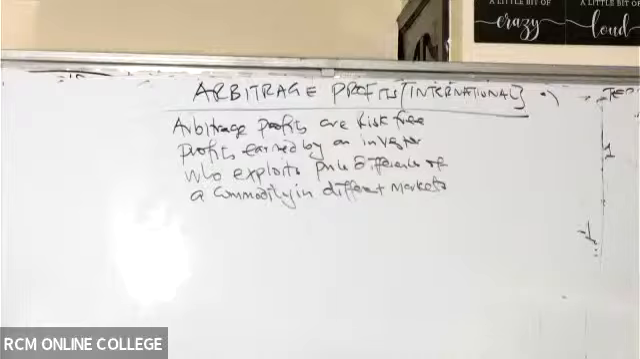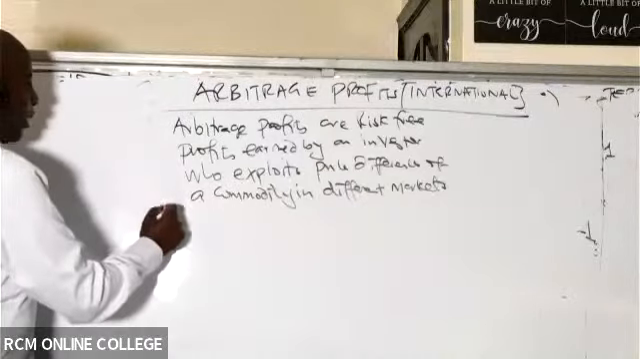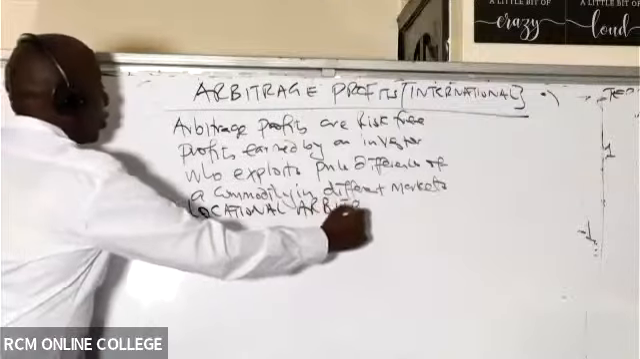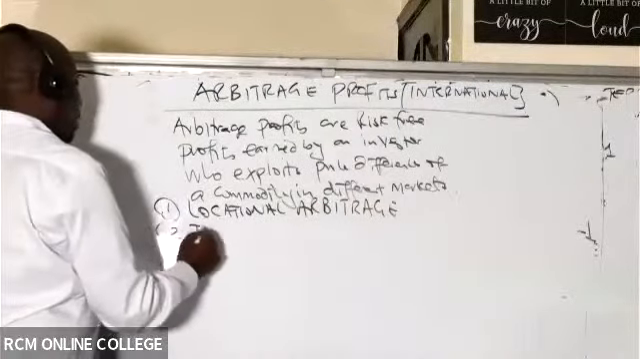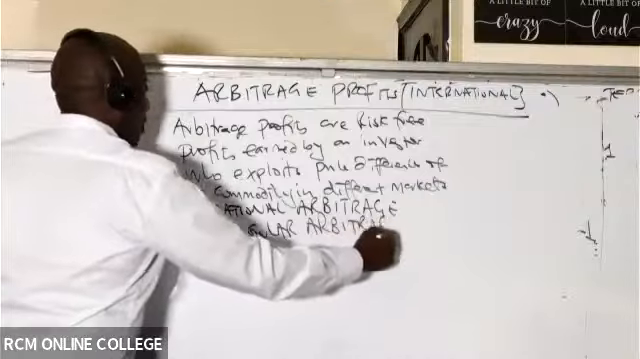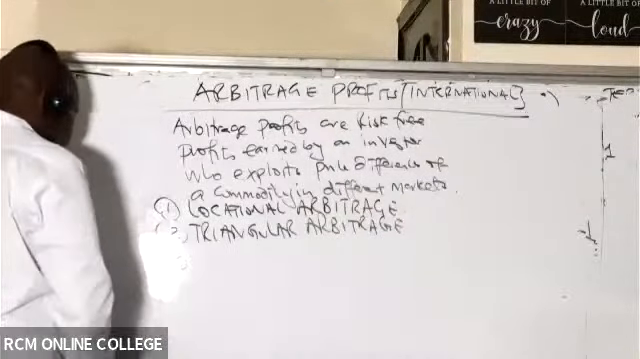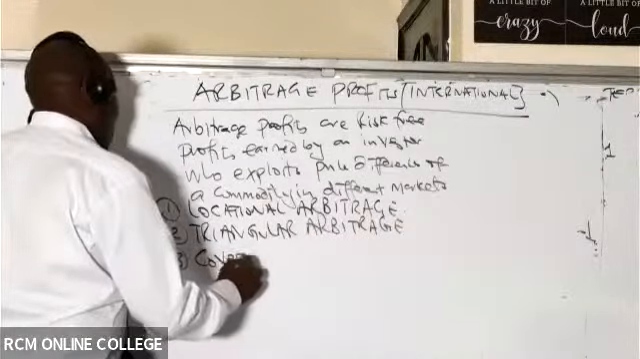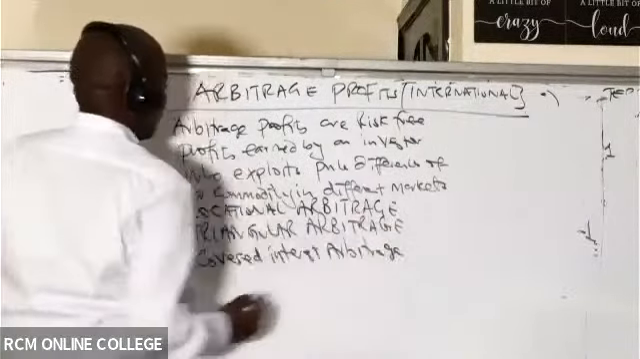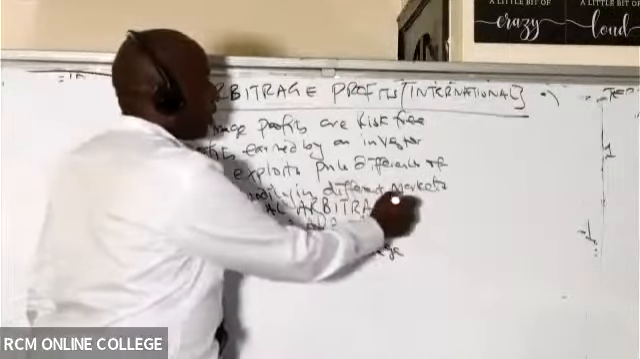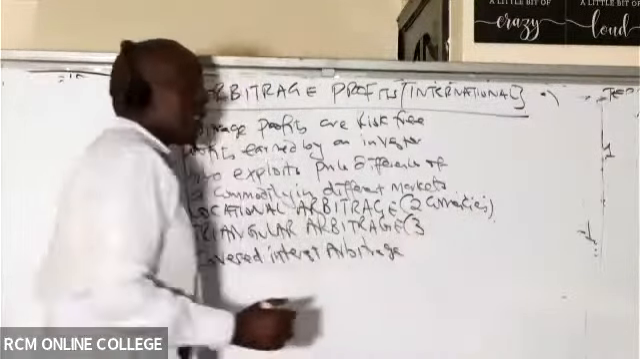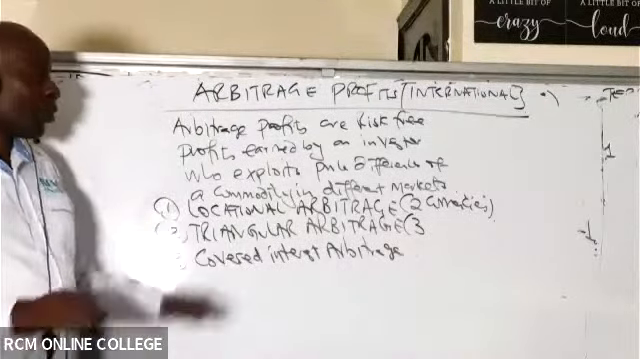Great. Now, ladies and gentlemen, there are 3 types of arbitrage profits here. Number 1, we have what we call locational arbitrage. Number 2, we have triangular arbitrage. Number 3, we have what we call covered interest arbitrage. So locational, here we are going to have 2 currencies. Triangular shape. So triangle, 3 currencies.